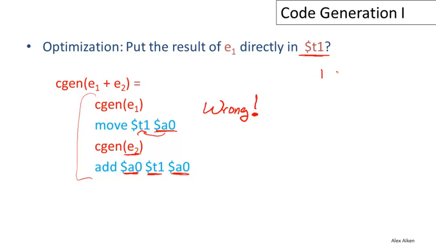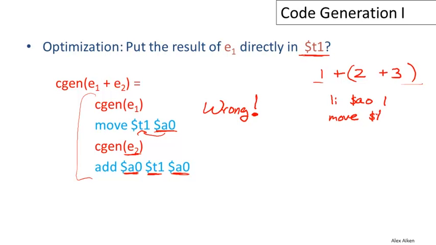Let's do the example 1 plus 2 plus 3, parenthesized like that. Okay? So what's going to happen? So E1 here, so we're doing 1 plus 2 plus 3. So this will be a load immediate. The code for E1 will be a load immediate into A0 of the number 1. Okay? And then we'll have the move.